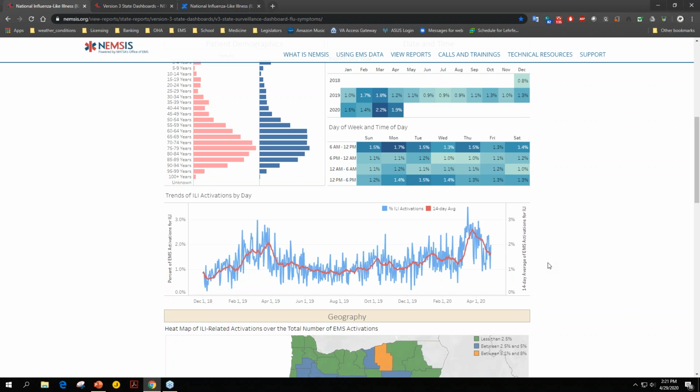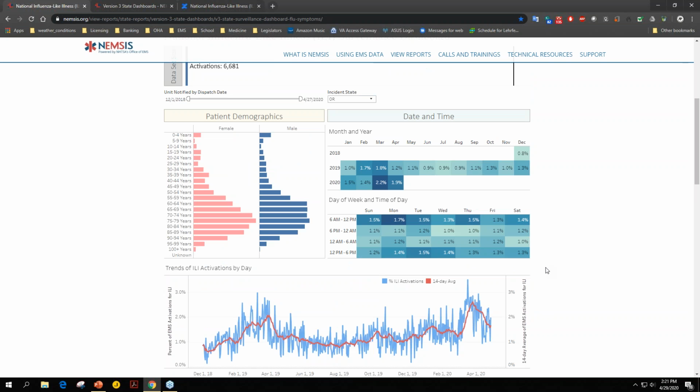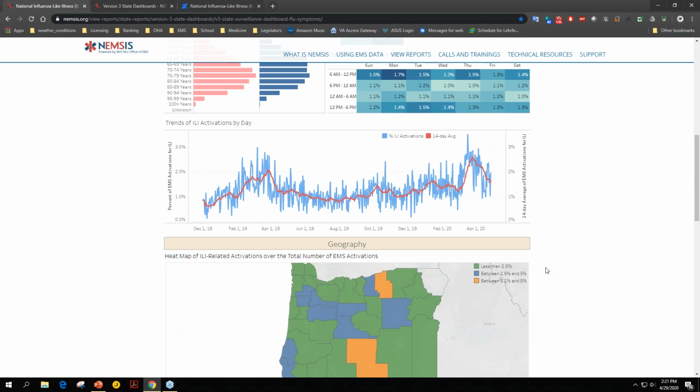So again, we can correlate this with existing data that we get from ORELS, that we get from our modeling, and that we get from ESSENCE, which is our ED surveillance system. When we see consistent trends within all our surveillance data, we have more confidence that what we're looking at is real.